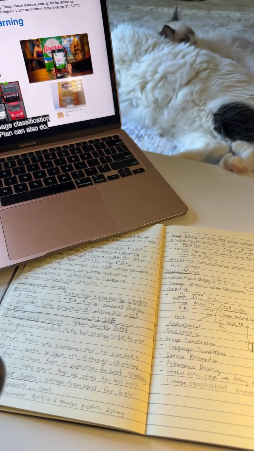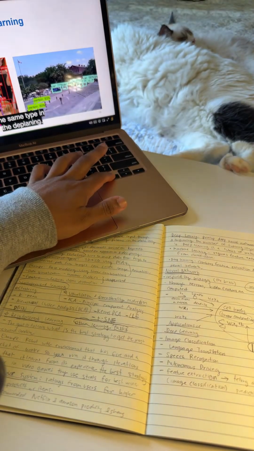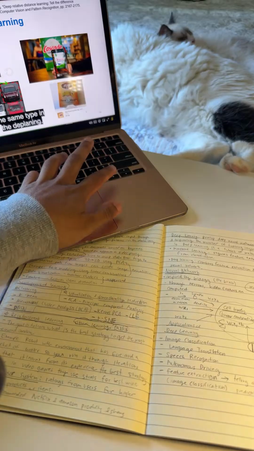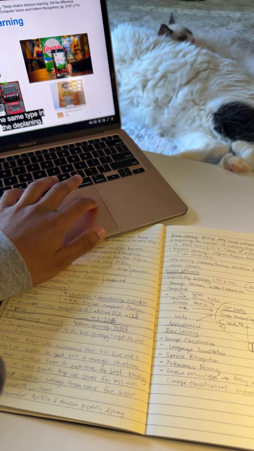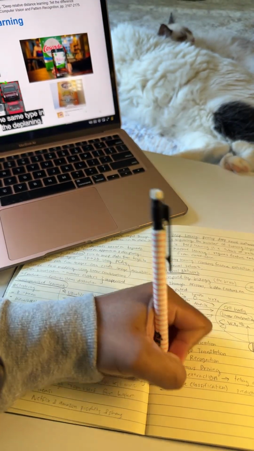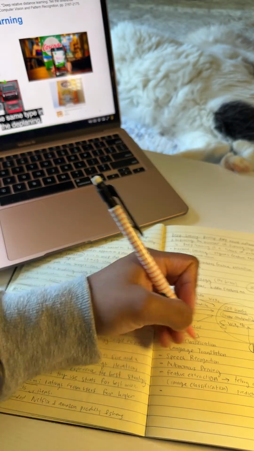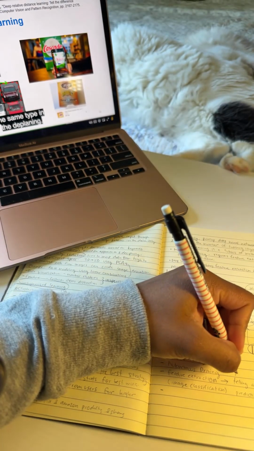Deep learning can also do, for example, image retrieval, right? Given the car images, we can pick up the similar car. This is content-based image retrieval. So these are examples of that.